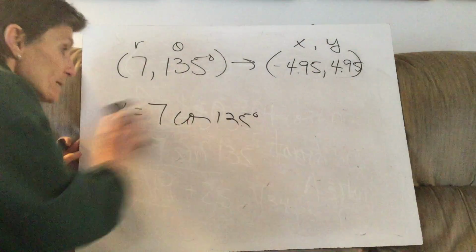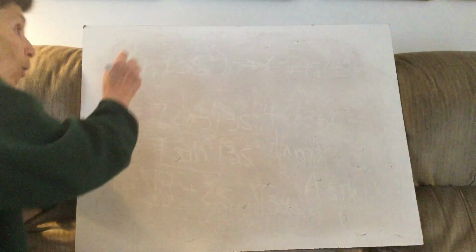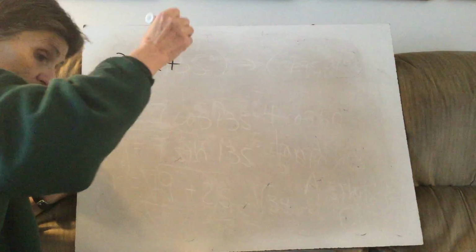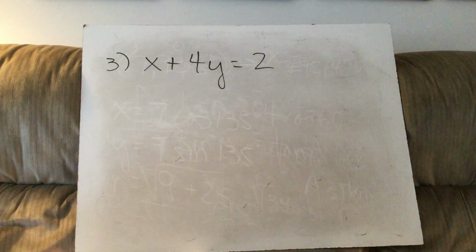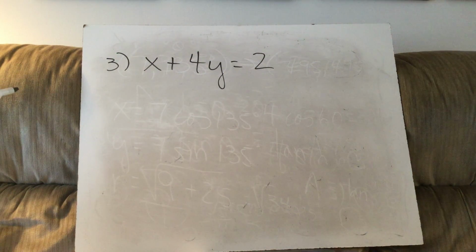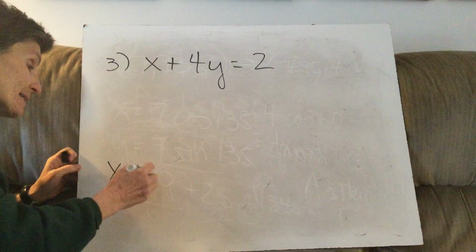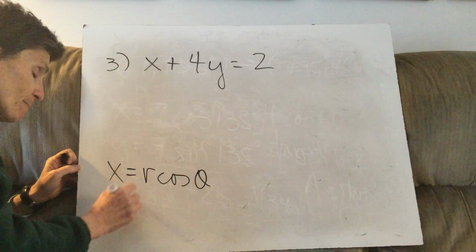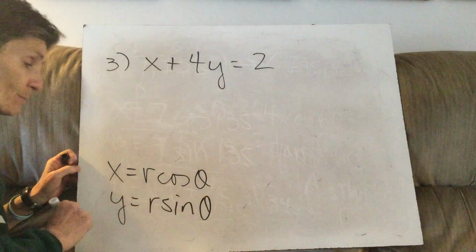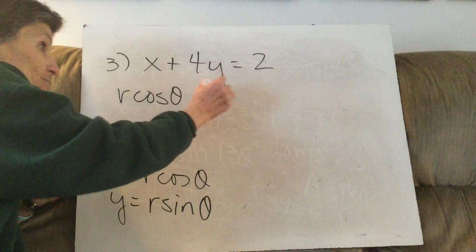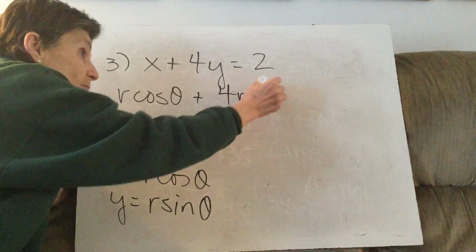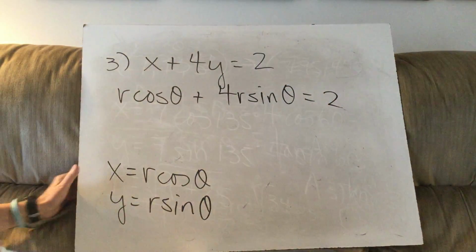Okay, number 3 says write as a polar equation, and it's x plus 4y equals 2. Now, guys, they don't get any easier than this. Remember, I've had you highlight this in your notes over and over and over again. So x equals r cosine theta, so I'm just going to make r cosine theta plus 4 times r sine theta. And that's the answer to the question.